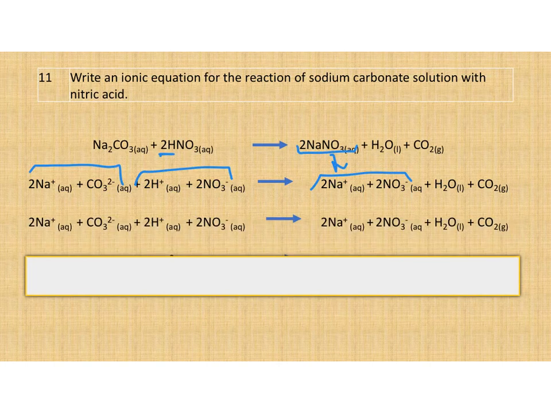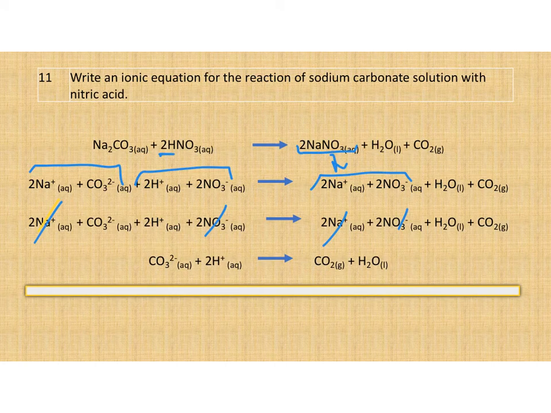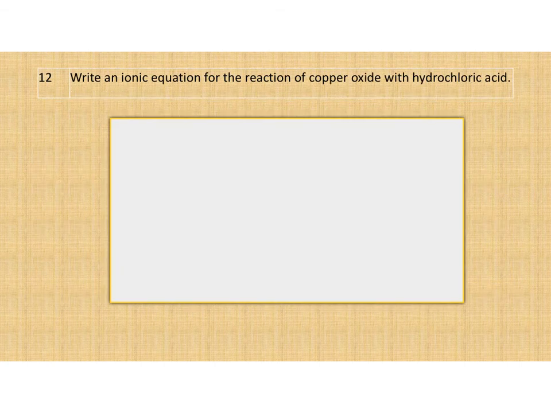So what can I cancel? Well, I can cancel my sodium ions. So let's get rid of those. So sodium goes both sides of the equation. What else can I get rid of? Well, my nitrate ions as well can go, and I'm left with this equation here, which is the reaction of a carbonate with acid to produce carbon dioxide and water.